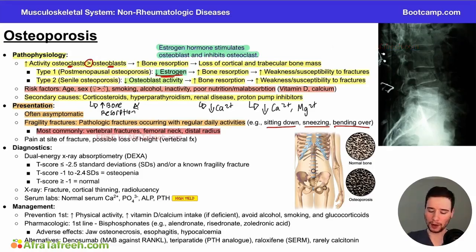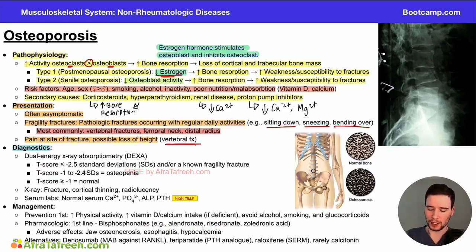Now, when we think about other signs and symptoms, patients are going to have pain at the site of the fracture and possibly loss of height, particularly with these vertebral fractures. And we're going to talk about this just in a second, but when we get an X-ray, there's some classic findings that we see in vertebral fractures that are going to make sense of this loss of height. So let's go on to it. Let's look at the diagnostics here.